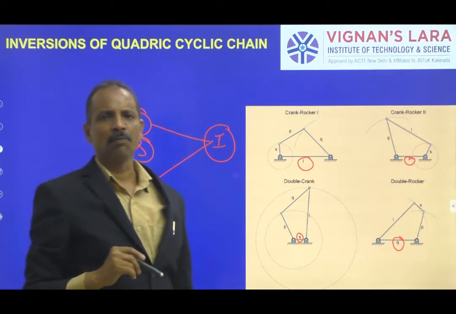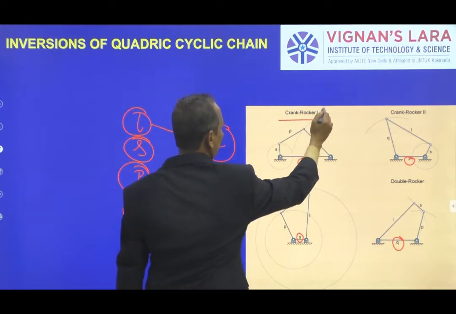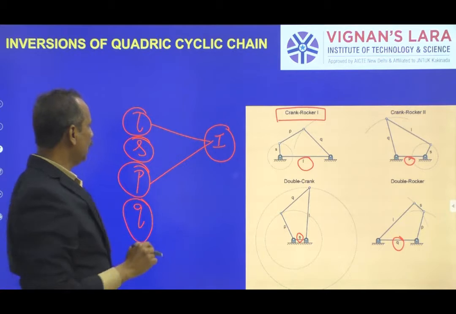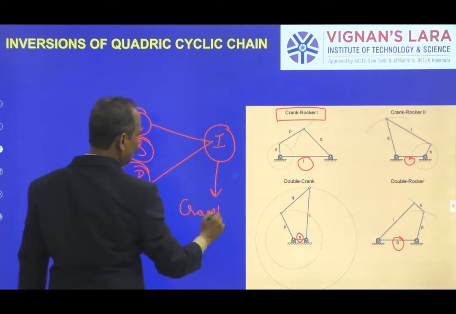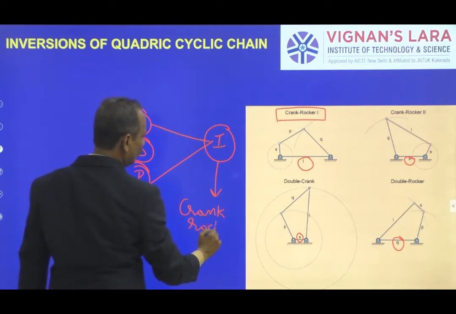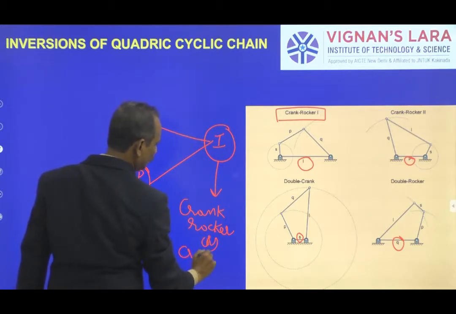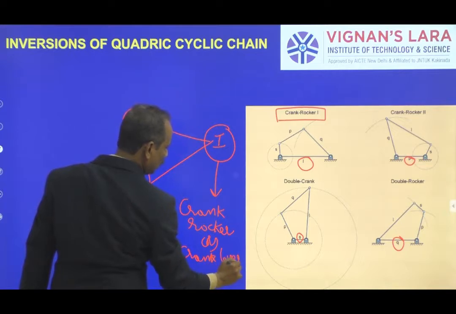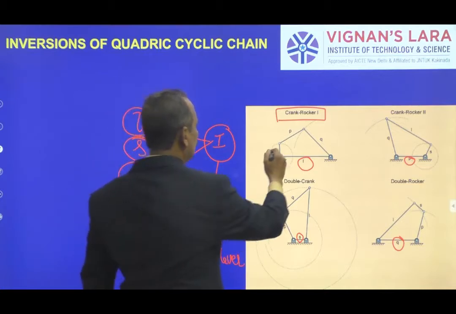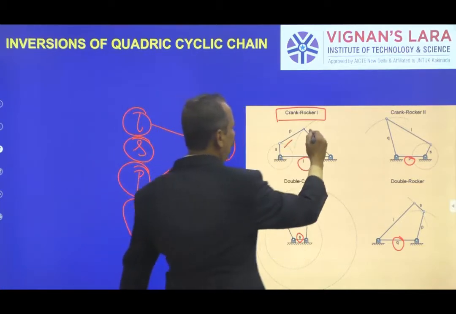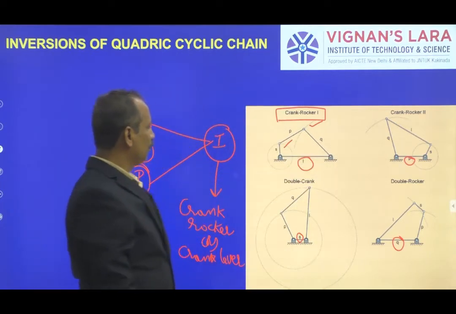the same type of mechanism, that is called crank and lever or crank and rocker. Crank and rocker or crank and lever, both result in the same mechanism. That means the input is completely revolving for 360 degrees and the output is partially oscillating. Okay, that is the crank rocker mechanism.